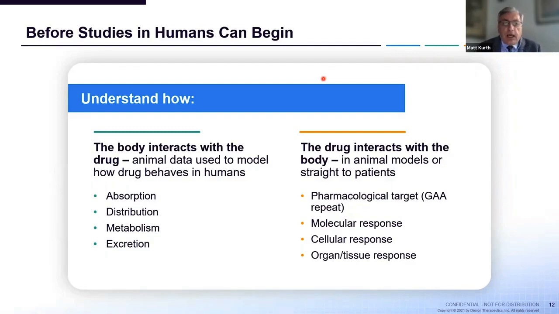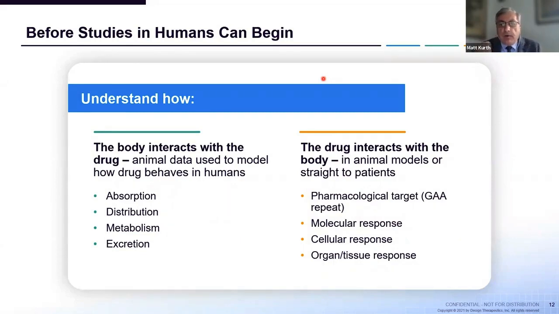Given that information in animals, we can then actually model how it might behave in humans to allow us to predict the starting dose as per FDA guidance and how long it might stay in the body, so that we can estimate when to take the appropriate blood samples and do the studies in the human population. Hopefully that will allow us to move forward from phase 1 to phase 2, etc.